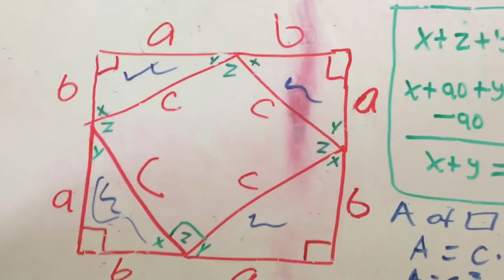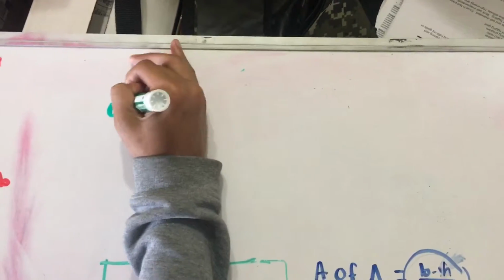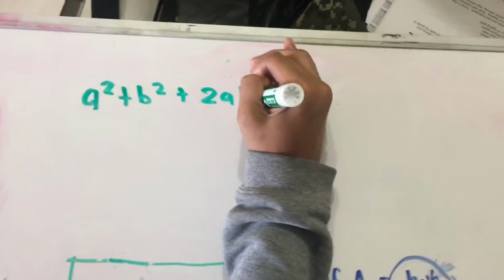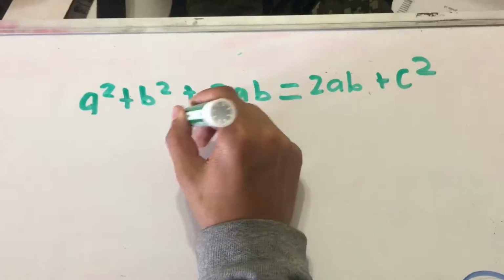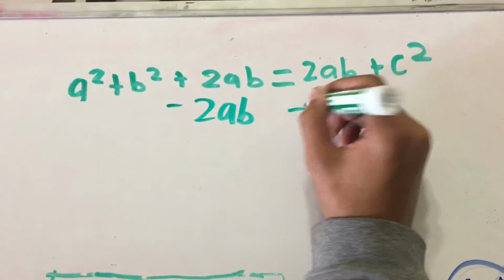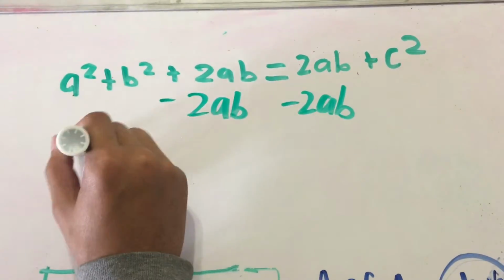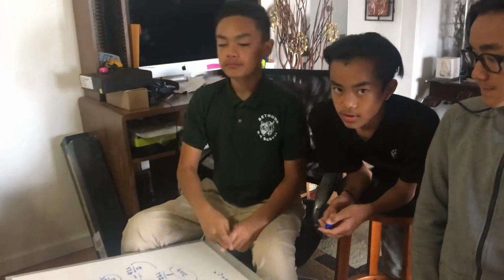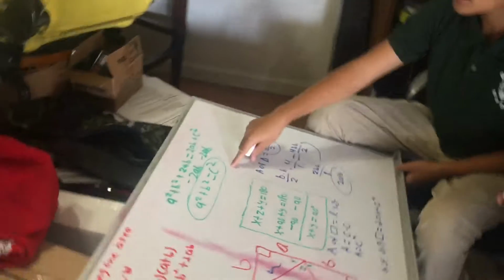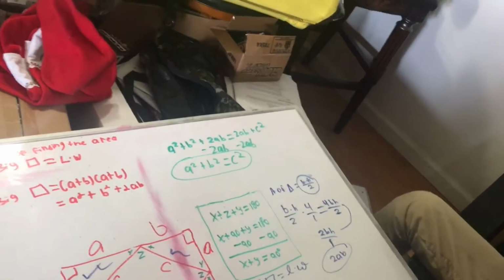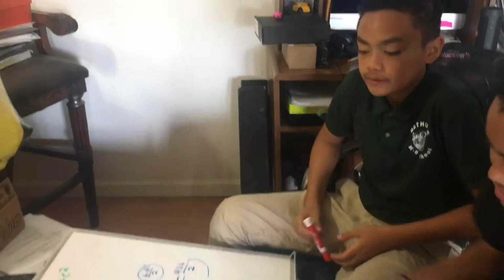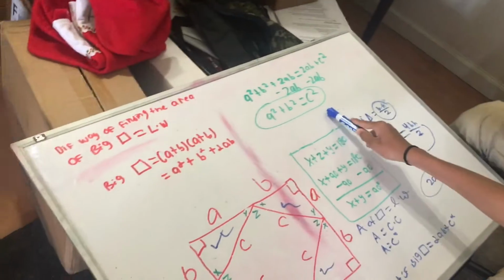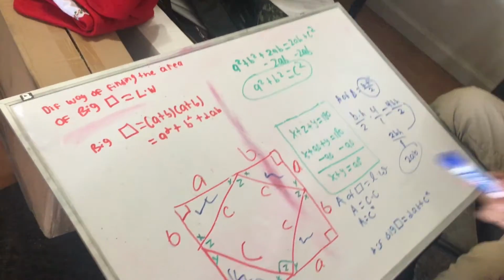So since these two equations both equal the area of the big square, that means they should equal each other. a squared plus b squared plus 2ab equals c squared plus 2ab. We'll subtract 2ab from both sides, and you get a squared plus b squared equals c squared. This equation proves the Pythagorean theorem, but the Pythagorean theorem is only true if the triangle is right.